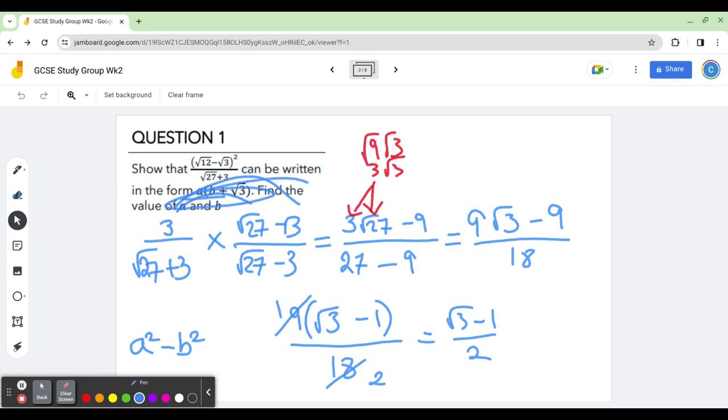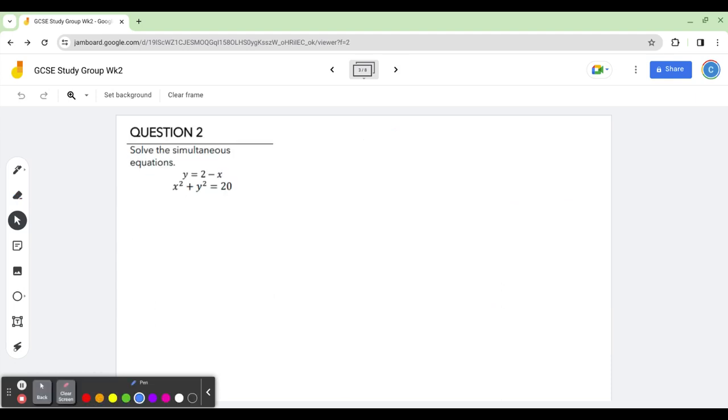my answer in the form that you see there that I just rubbed out. So if I therefore factorize this, I'm going to pull out that half, and I'm left with a root 3 as a numerator minus 1. And that's my answer.